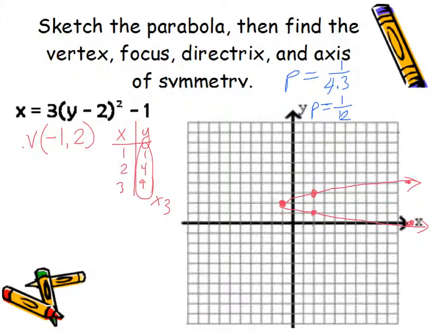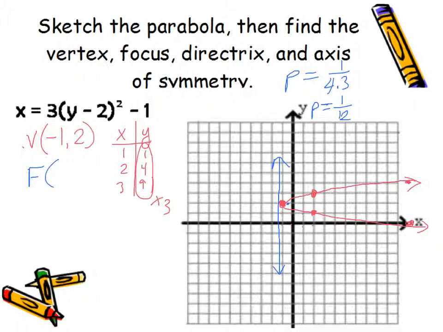So from this vertex, I'm going to have to go this way, just 1/12 of a unit, and that's going to be where my focus is. And then I'm going to go 1/12 the other direction and draw a line. And that's my directrix. Okay, so let's see if we can figure out what that focus ordered pair is.